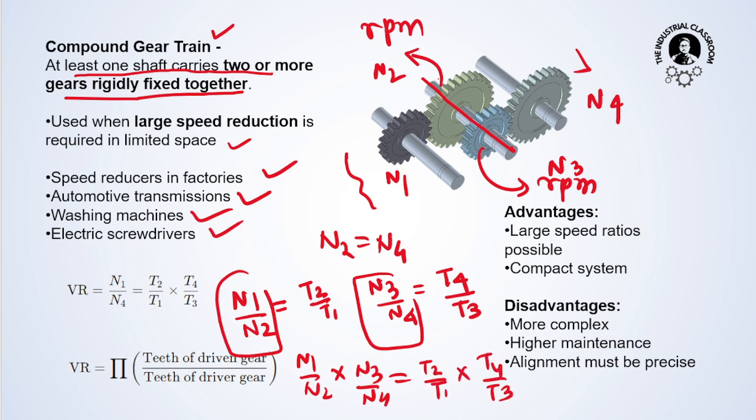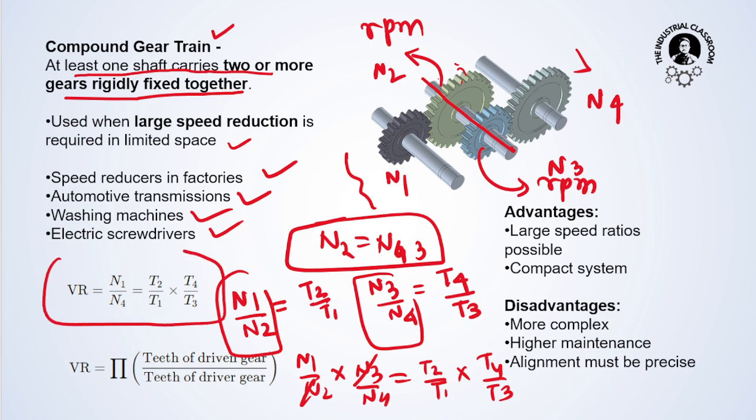Here we know that N2 is equal to N3, since they are rotating on the same shaft. So the speed of the second gear will be the same as the speed of the third gear. So this will cancel out, and we get the final velocity ratio: N1 by N4 is equal to T2 by T1 into T4 by T3. The velocity ratio is the teeth of the driven gears divided by the teeth of the driver gears. T2 and T4 are being driven, T1 is driving T2, and T3 is driving T4.